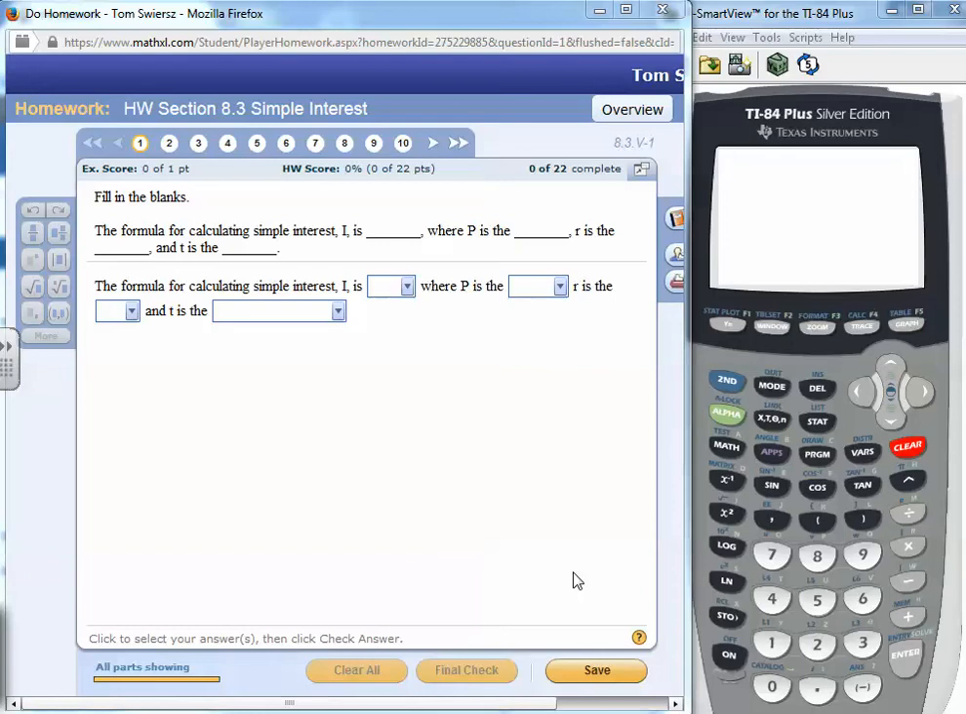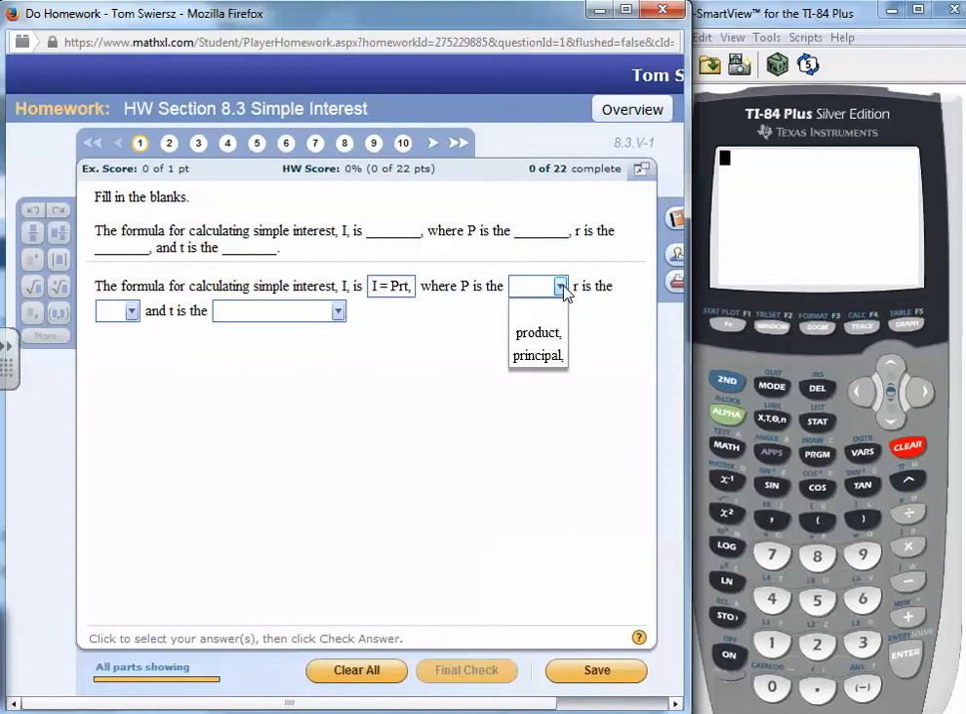Let's begin with homework exercise number 1 from section 8.3. The formula for calculating simple interest is the principal times the rate times the time. So it's P times R times T. Okay, principal times rate times time.